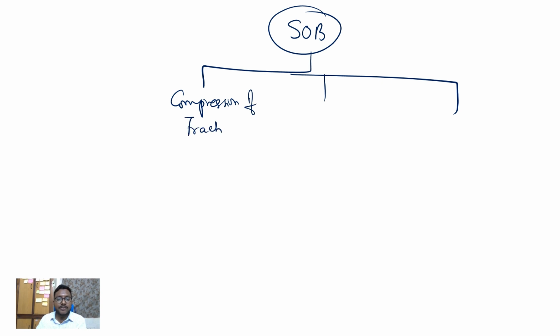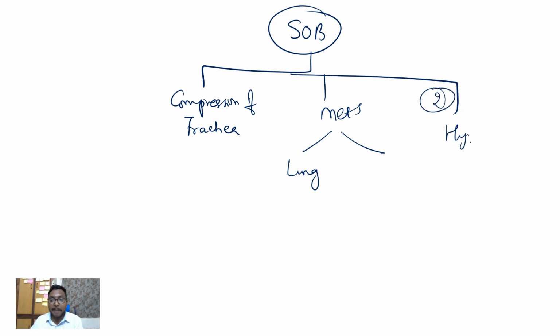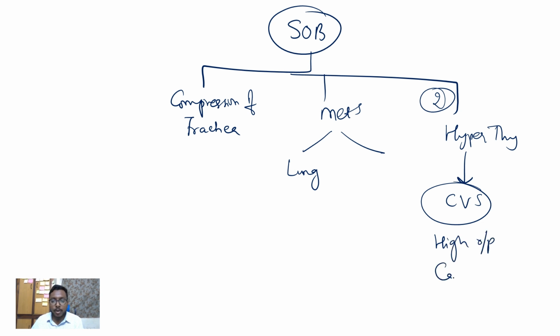The other two causes, very rarely in advanced cases, is that it can be metastasis. So when the metastasis goes to the lung, then there can be shortness of breath. Second one is it is because of the hyperthyroidism. Why? In hyperthyroidism, it can affect the CVS and cause high output cardiac failure. So, in case of cardiac failure, also there will be shortness of breath. This is the second reason.